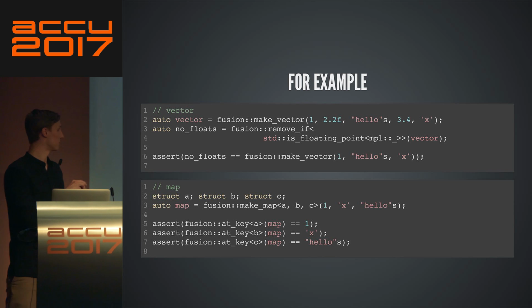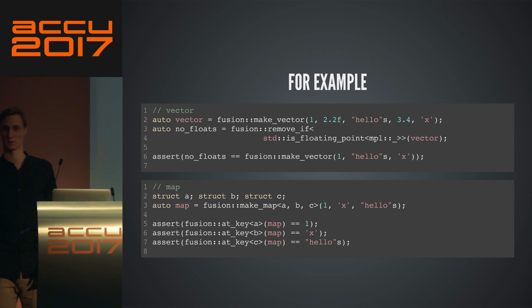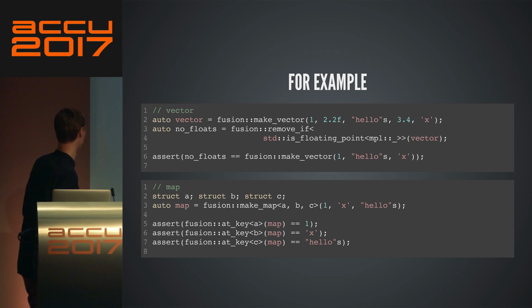And then I use removeIf, again with essentially the same thing as I did for the MPL, right? So I say remove the things whose type is a floating point. And again, this is an instance of a type level lambda. Okay? So what I end up with here is a vector that contains everything except the floating point, so the 1, and then the string hello, and then the char x. Is everybody on board? Okay. Again, raise your hand if you have a question. It goes downhill from here.